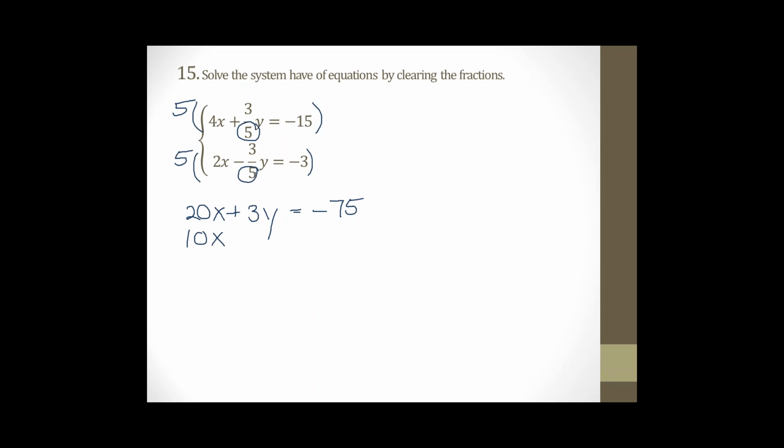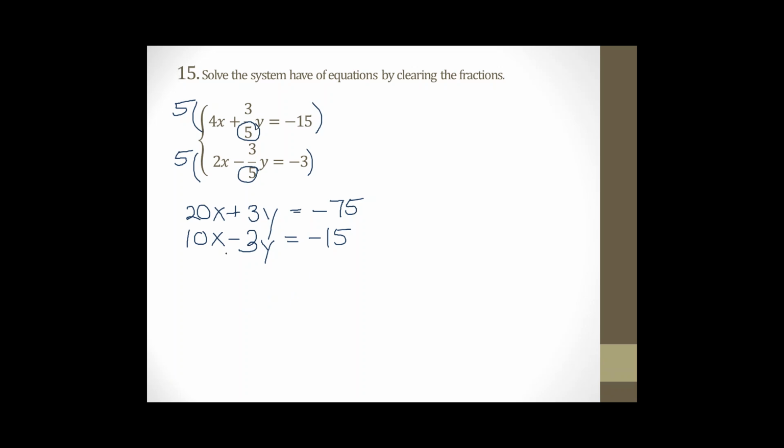And then 5 times -3 over 5y. The 5 on top and 5 on the bottom cancel out, and we're left with -3y. And then 5 times -3, which is -15. So I cleared the fractions. Now I can choose either one of the methods to solve a system of linear equations.